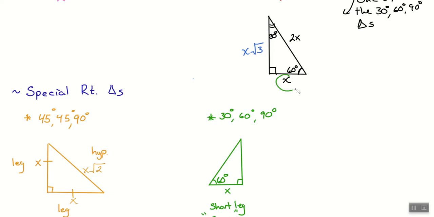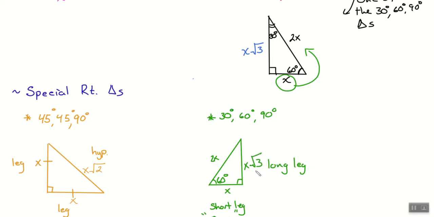So if this is my short leg, what do I multiply this by to get here? 2, right? So if this is x, this must be 2x. What do I multiply the short leg by to get over here to my long leg? Root 3. So it's x, whatever that is, and we just multiply it by root 3.